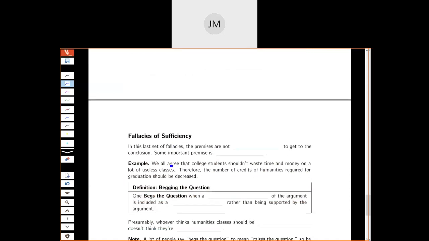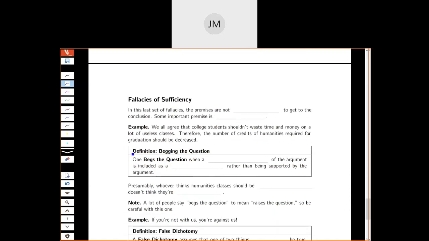Let's move on to fallacies of sufficiency. So remember, in a fallacy of sufficiency, the premises are not enough to get the conclusion. Some important premise is missing. These can be, again, a little more subtle and difficult, but we'll look at some examples that hopefully highlight what we're talking about here. So here's our first example.